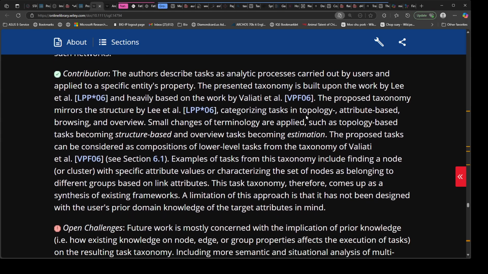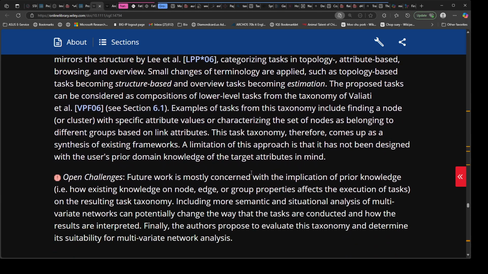Future work is mostly concerned with the implication of prior knowledge, i.e. how existing knowledge on node, edge, or group properties affects the execution of tasks on the resulting task taxonomy. Including more semantic and situational analysis of multivariate networks can potentially change the way that the tasks are conducted and how the results are interpreted. Finally, the authors propose to evaluate this taxonomy and determine its suitability for multivariate network analysis.